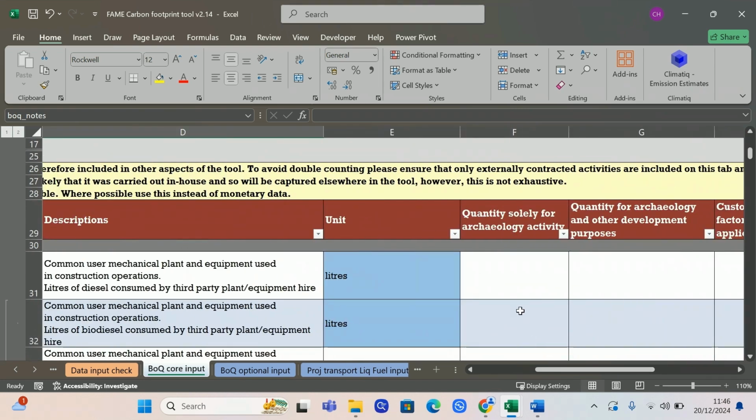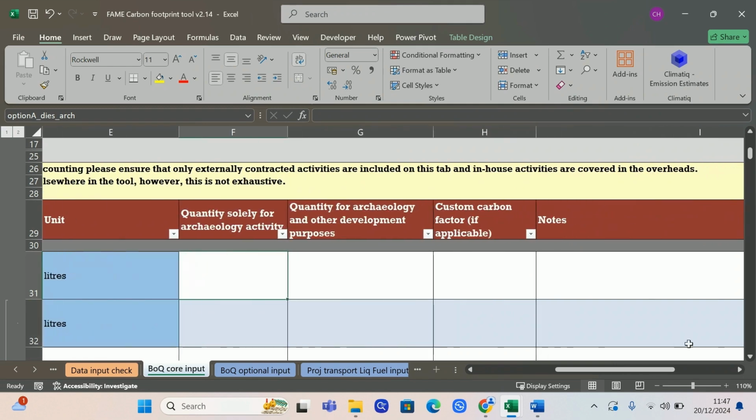So let's enter litres of diesel. You have several boxes to input here. Firstly, it's separated into archaeology activity and development purposes.